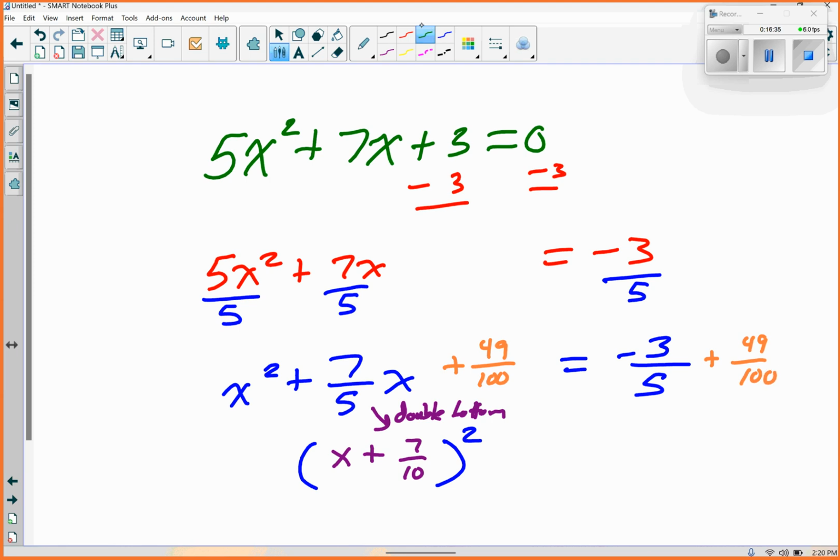Now again, you will not see anything that's ugly, but you have to get a common denominator. So I'm going to get negative 60 over 100 plus 49 over 100, which is going to give me negative 11 over 100. What are we trying to get? X all by itself.